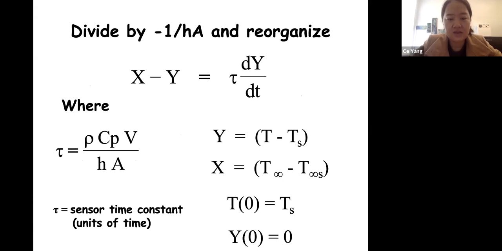Here we have several replacements. First is y equals T minus Ts and x equals T infinity minus T infinity s, where s means steady state. We also replace the rho times Cp times V over hA term with tau. Here you can see tau is the sensor time constant. We introduced time constants several times already. In each problem, although they might have similar transfer functions, their tau term might be different. In this case, tau is rho times Cp times V over hA.